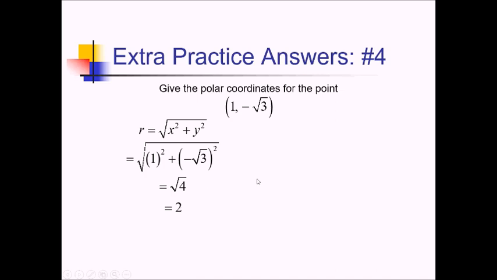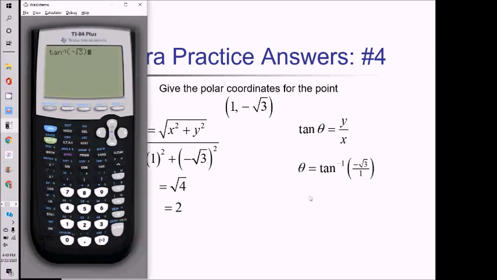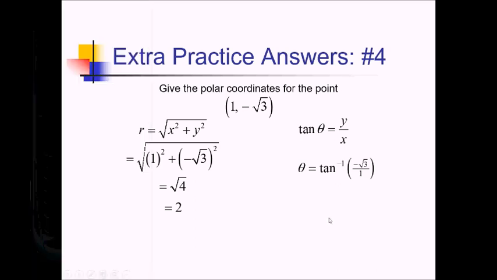And now for the theta, we know that tan of theta equals y over x. So we're basically doing inverse tan of -√3 over 1, or just negative root 3. So let's do that on the calculator. So here we go. Tan inverse of negative root 3 comes out to negative 60.